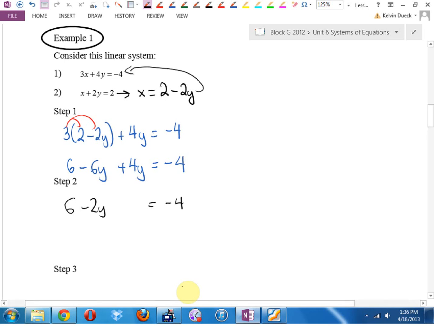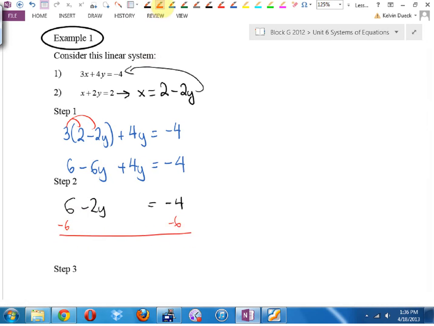Oh, yeah, because SA, subtract and add. Subtract or add what? What's in front of the 6? It's invisible. Positive. So I'm going to go -6, -6. And I'll get the -2y drops down equals -4 plus -6, or -4 take away 6, -10.